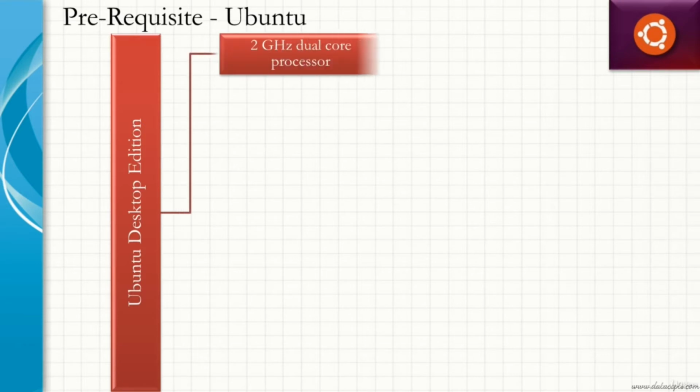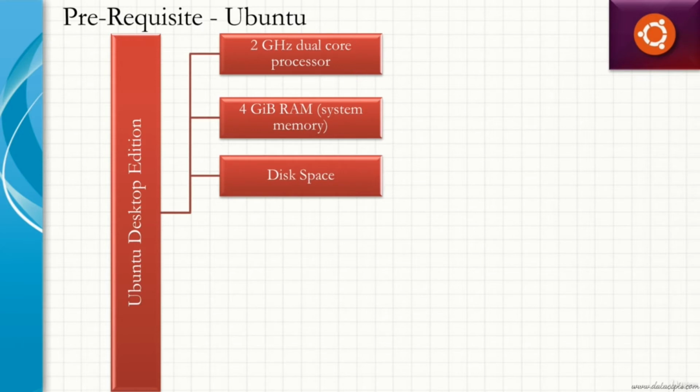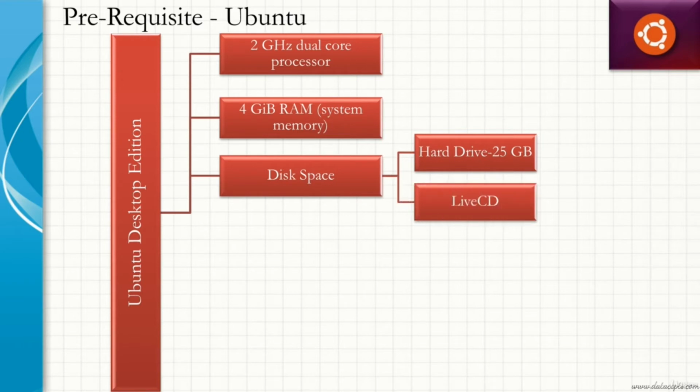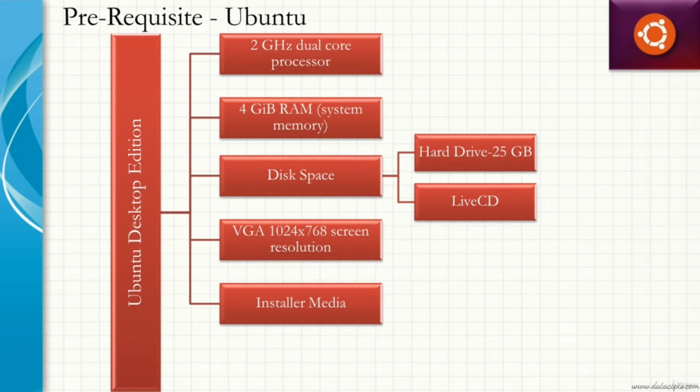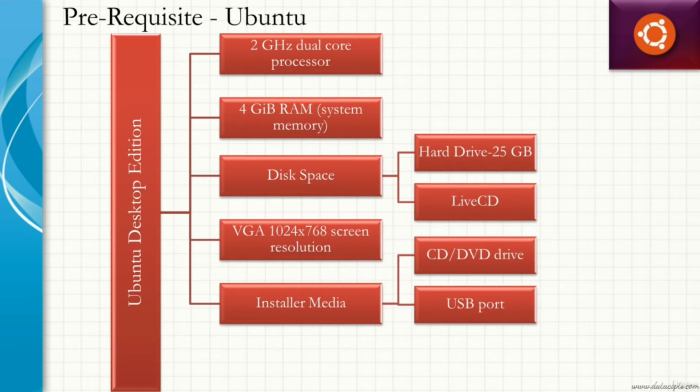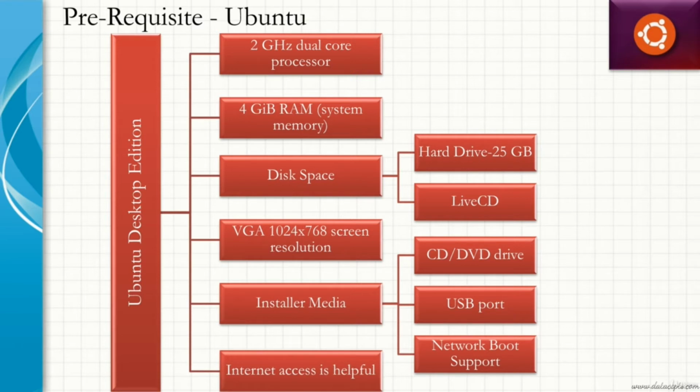Similarly, the prerequisites for Ubuntu desktop edition: it requires a 2 GHz dual core processor, 4 GB of RAM, and hard disk space could be a hard drive with 25 GB of free space, or it could be live CD. The display card should be VGA with 1024 by 768 screen resolution. An installer media is required, of course, which could be a CD/DVD drive, a USB port, or network boot support. And internet access is helpful for updates during the installation process.